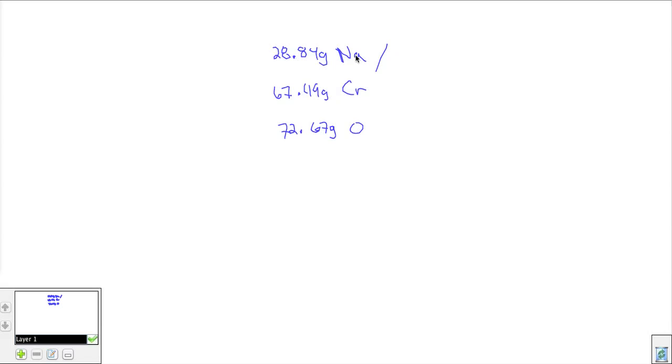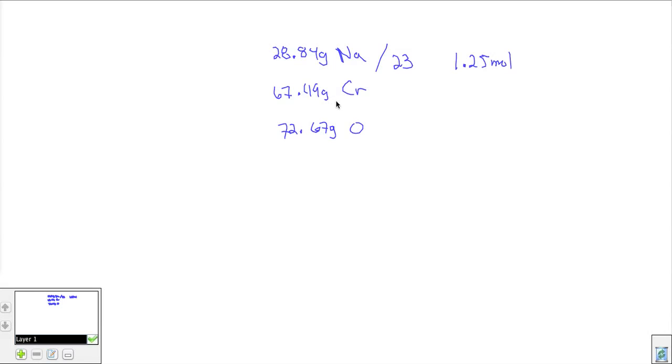So 28.84 divided by the molar mass of sodium, which is 23. And you can look that up on the periodic table. I'm not going to do that this time. But so look that up, or divide that out. So 28.8 divided by that is 1.25 moles. Okay, so we got that one.